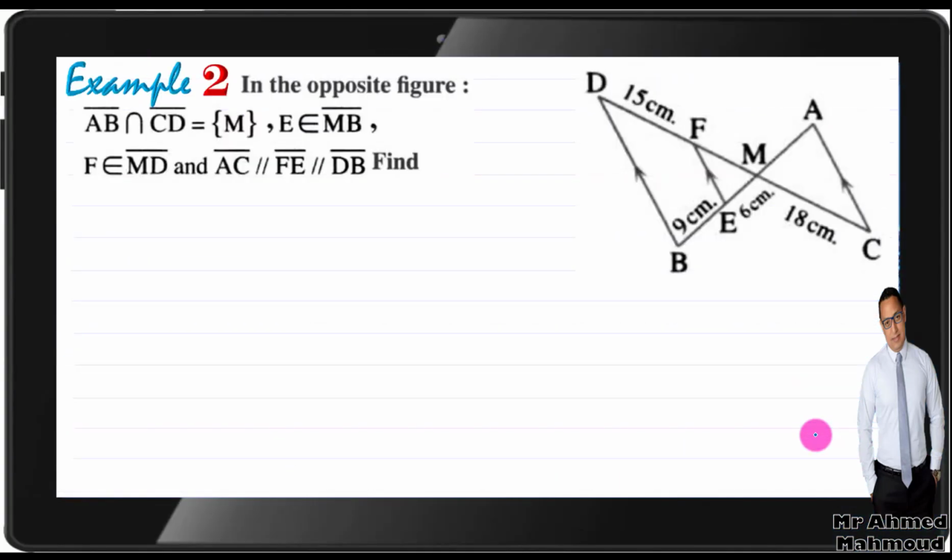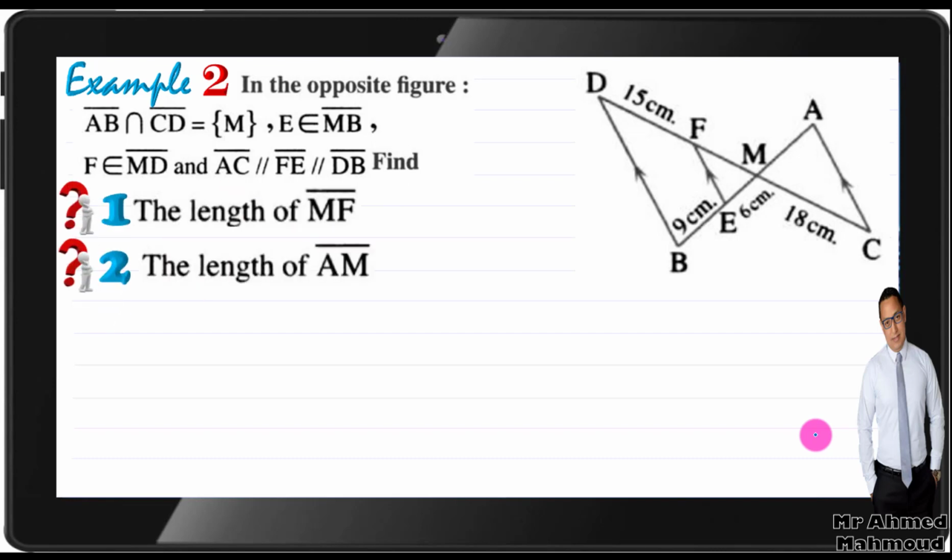In the opposite figure, AB intersects CD at M, E belongs to EB, AC parallel to EF parallel to BD, as we see. The first required is to find the length of MF. The second required is to find the length of AM. Okay. Now, I'm going to find the length of MF, or I can find the length of AM first.